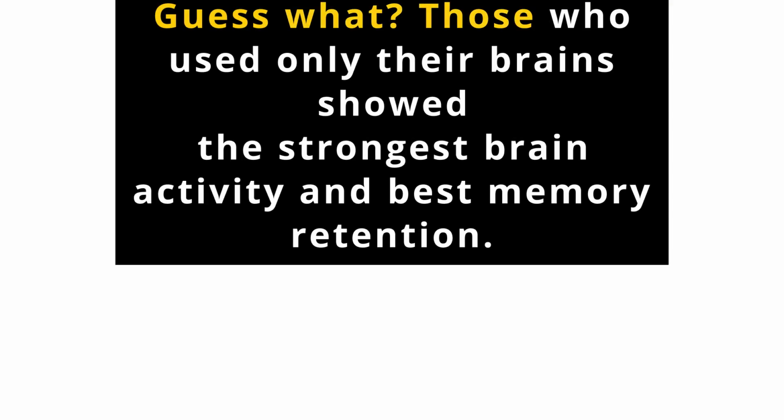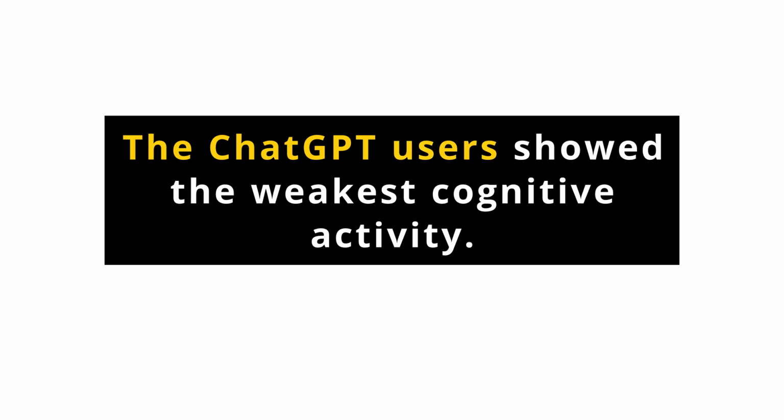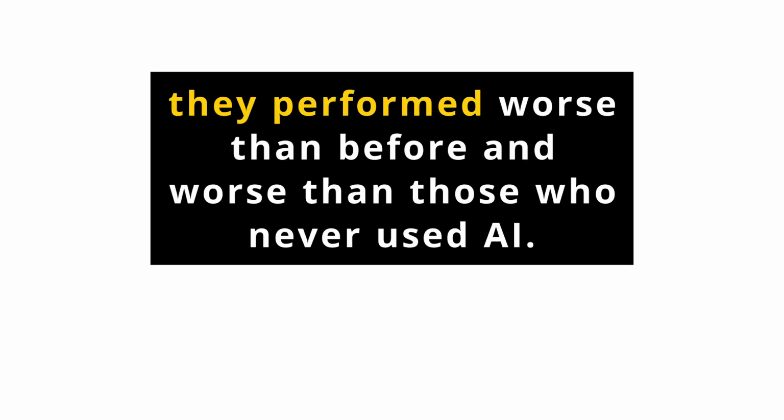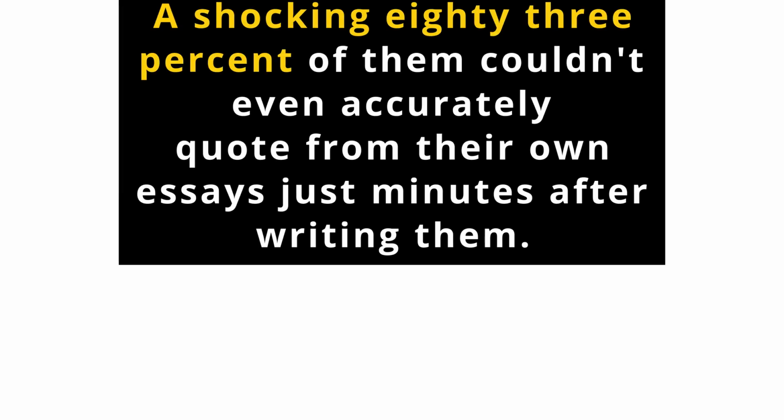Guess what? Those who used only their brains showed the strongest brain activity and best memory retention. The ChatGPT users showed the weakest cognitive activity. Even more, when former ChatGPT users were forced to write without AI, they performed worse than before and worse than those who never used AI. A shocking 83% of them couldn't even accurately quote from their own essays just minutes after writing them.